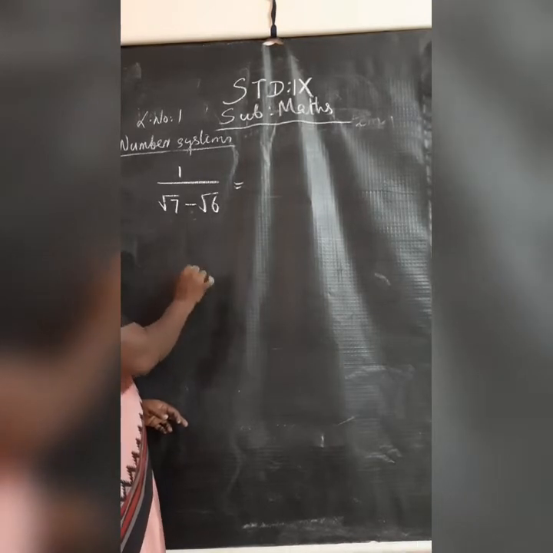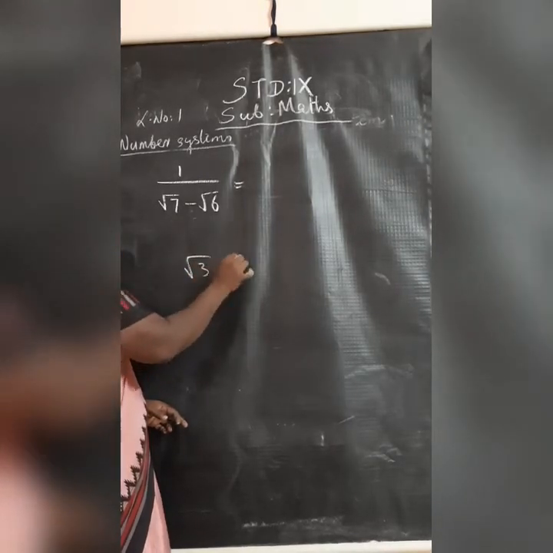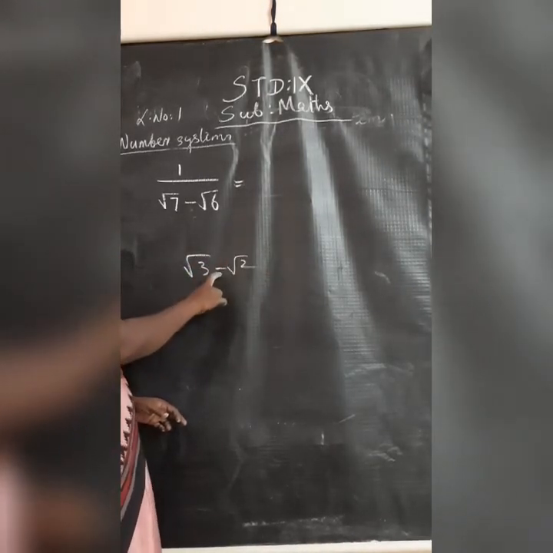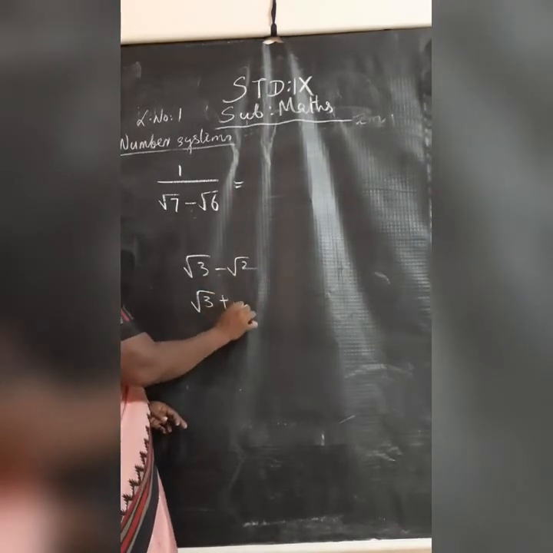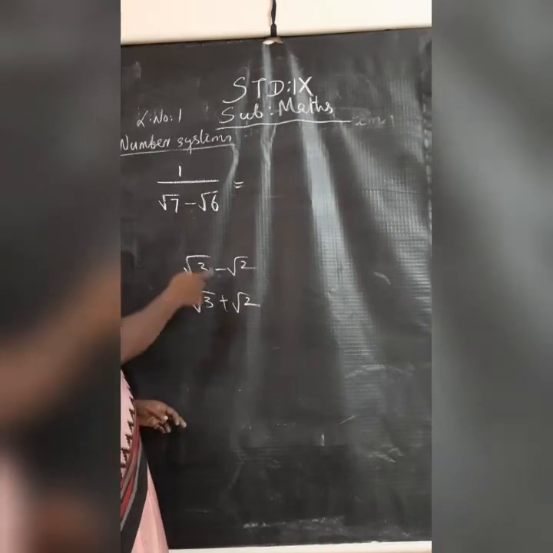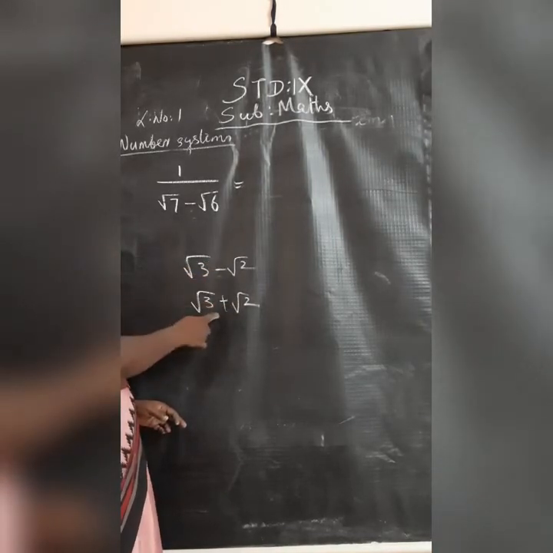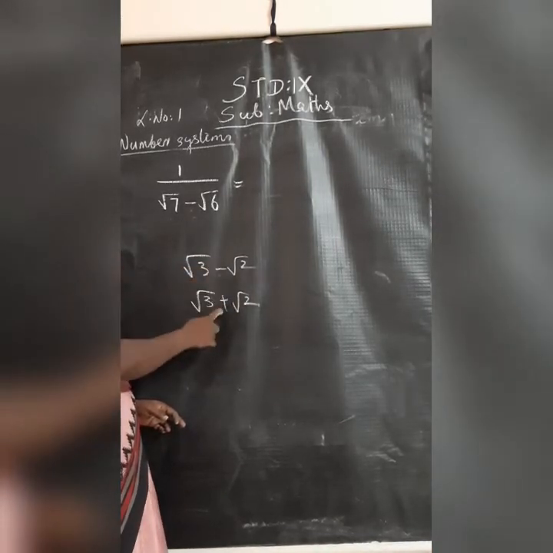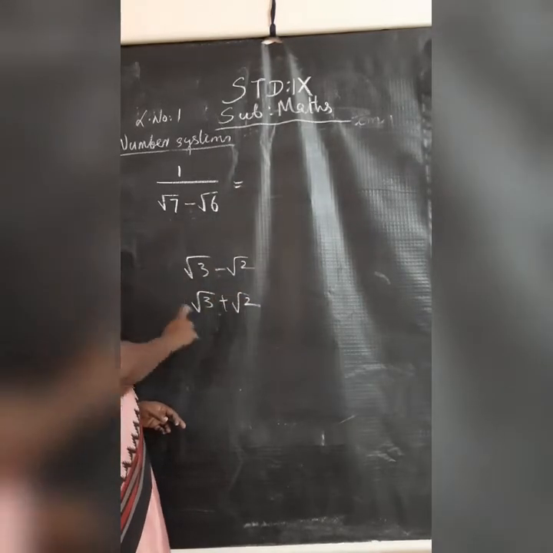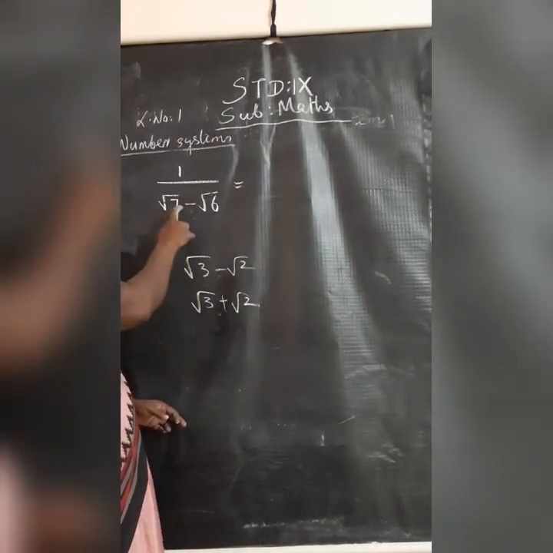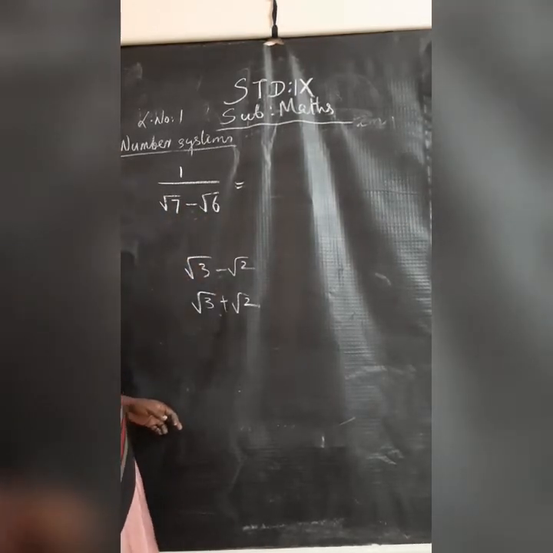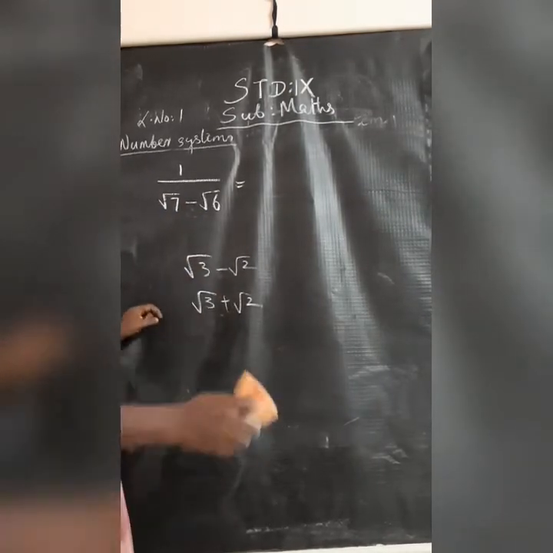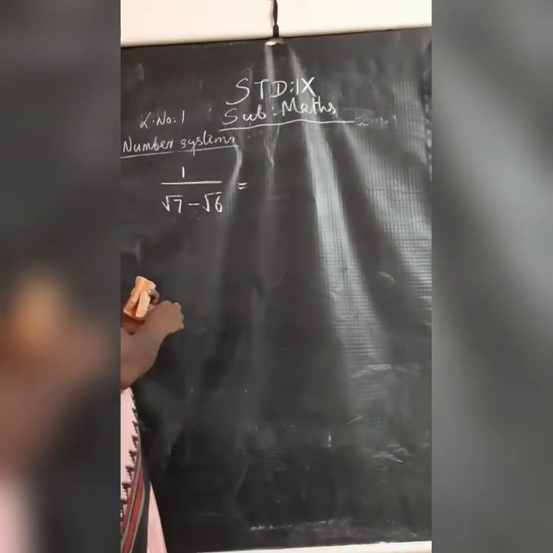Suppose, what is the rationalizing factor of root 3 minus root 2? What did I tell you? Change the middle sign. So the rationalizing factor is root 3 plus root 2. Clear? So just the sign changes. Here minus is coming, here plus; here plus is coming, then here a minus. So you will get the rationalizing factor. What is the rationalizing factor of this one? Root 7 plus root 6.